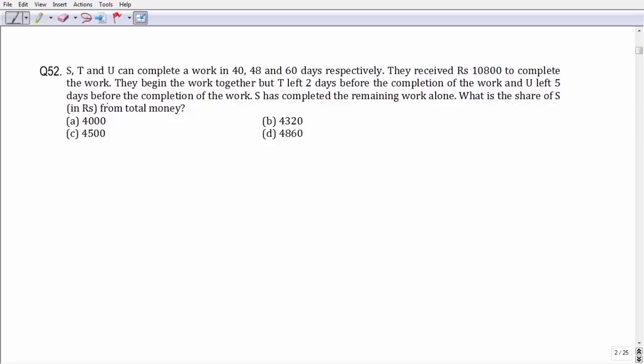It says that S, T and U can complete a piece of work in 40, 48 and 60 days respectively, and they have received rupees 10,800 to complete the work. They begin the work together, but T left 2 days before the completion of the work and U left 5 days before the completion of the work. Now S has completed the remaining work alone, so we have to find out the share of S. Now first of all, if we talk about the share, we know that the amount that anyone will get will be directly proportional to the amount of work that he does.